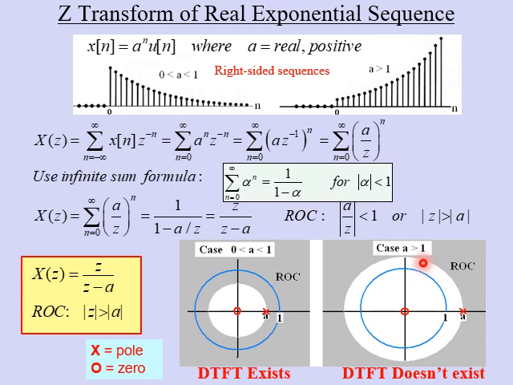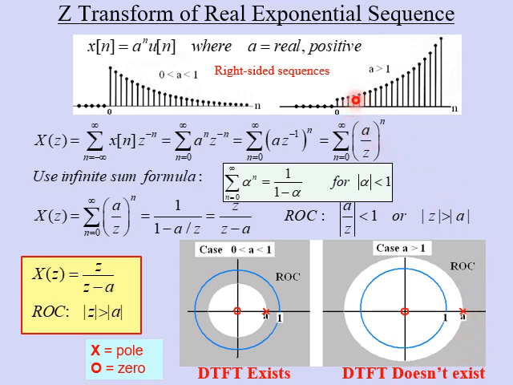The other case here, let's say a was greater than 1. Remember, that's the case where we have an increasing exponential sequence. The only difference now is that our pole, z equals a, is going to be greater than 1, so our pole is going to be outside of the unit circle. But our region of convergence is still everything outside of this pole. So notice the region of convergence out here does not include the unit circle. So this is a case where the discrete time Fourier transform does not exist.